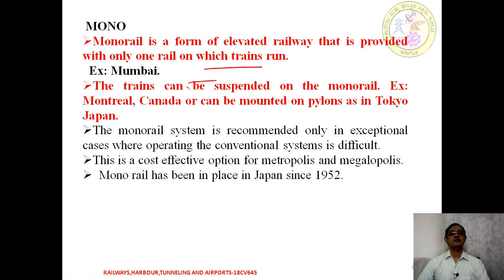The trains can be suspended on the monorail, as in the case of Montreal in Canada, or it can be mounted on a pylon, as in the example of Tokyo. The monorail system is recommended only in exceptional cases of operation, wherein the conventional system of operation is felt to be difficult. So this is a somewhat cost effective option as far as a metropolis or a megalopolis is concerned. Monorail was first placed in Japan in the starting of 1952. So that is a brief introduction about monorail.